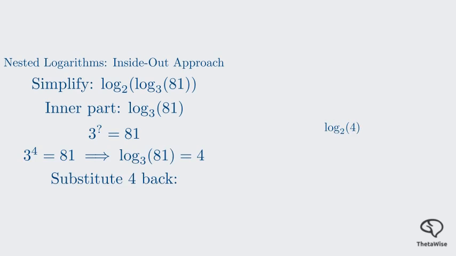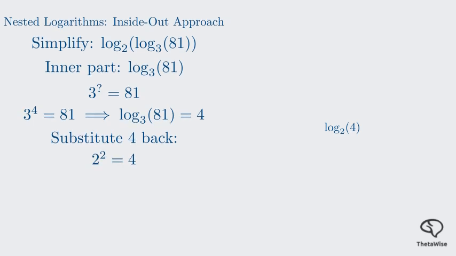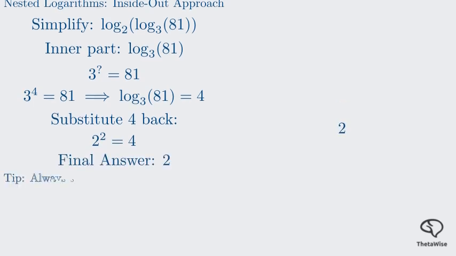Now, we substitute this value back into the original expression, giving log base 2 of 4. Now we evaluate the log base 2 of 4. Since 2 squared is 4, our final answer is 2. Notice how we broke a complex multi-layered problem into 2 simple steps. Whenever you see nested logs, always start from the innermost parentheses.